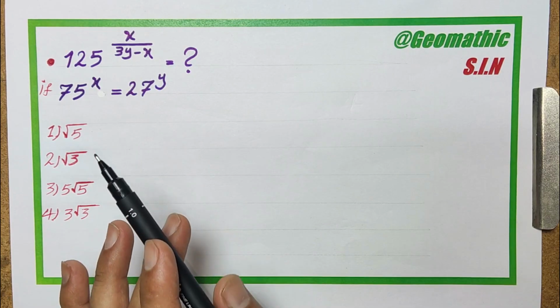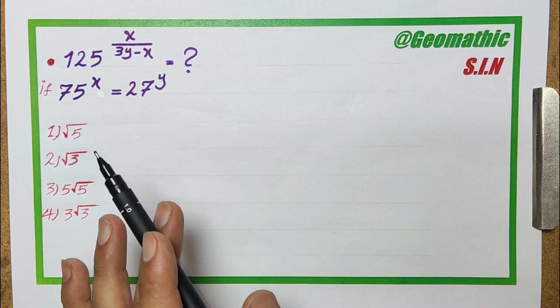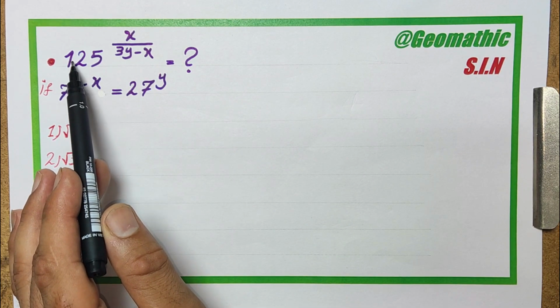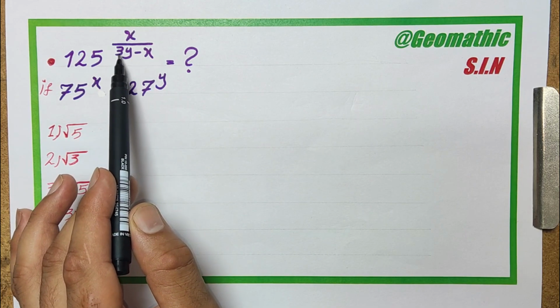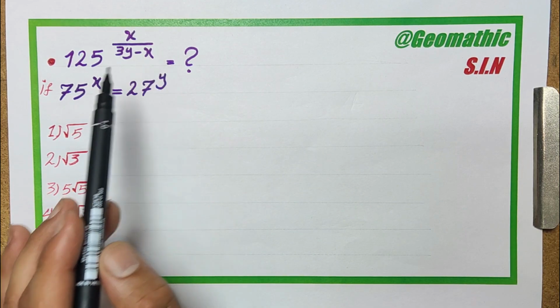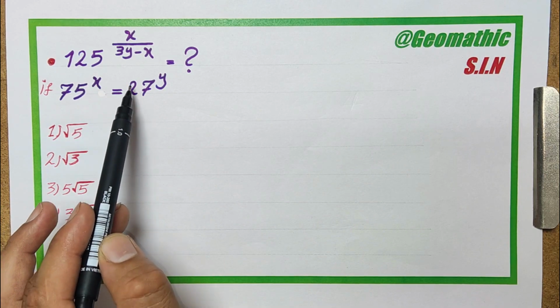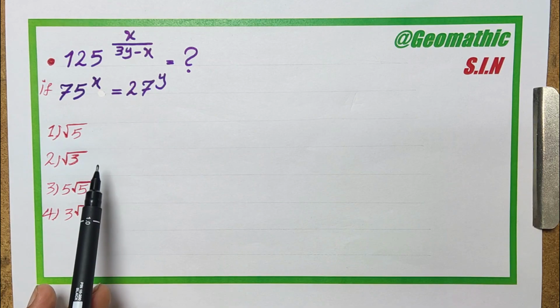Here is a beautiful exponential equation from Iran's 2026 National University entrance exam. The question asks, what's 125 to the power of x over 3y minus x if 75 to the power of x equals 27 to the power of y? And we have four options here.